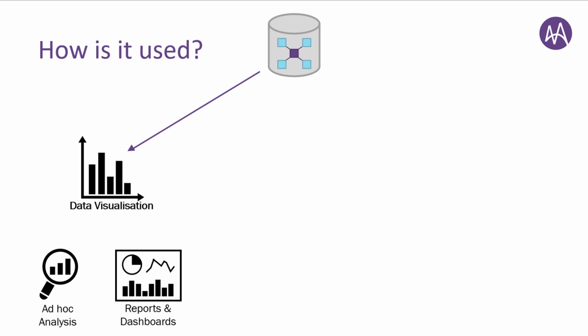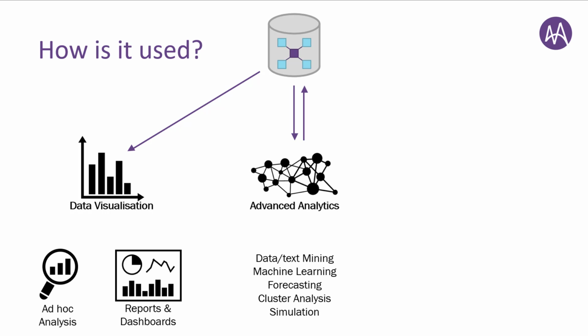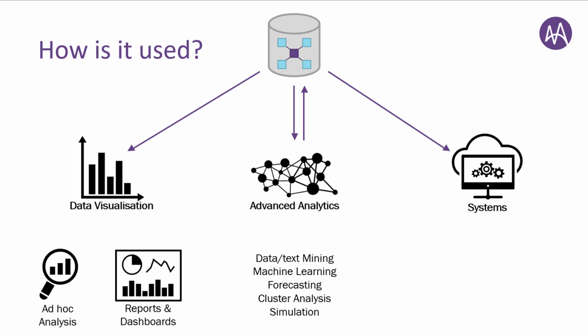A data warehouse can also be used as a source for your advanced analytics. So, for example, your network and cluster analysis, your forecasting, data mining, your sentiment analysis, or your simulation modeling. And there could be a two-way feed between the data warehouse and advanced analytics. So some of your models could be fed back into the data warehouse for use in your dashboards and reports. The data warehouse can also be used as a source of data to feed into other organizational systems. For example, into your CRM for future marketing after you've done a customer segmentation analysis.